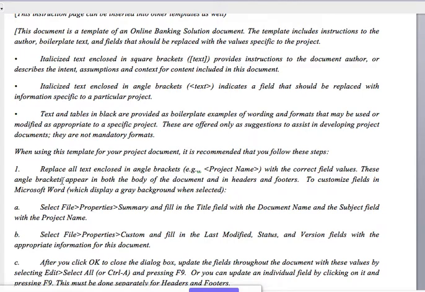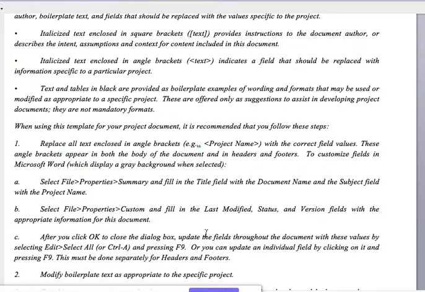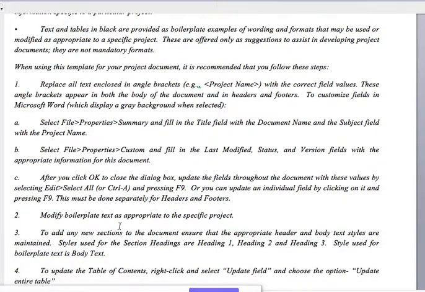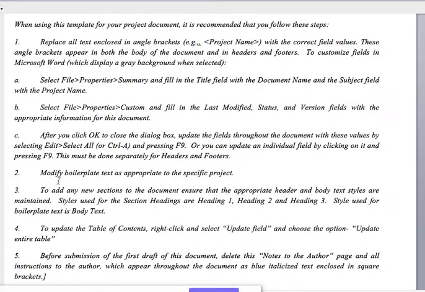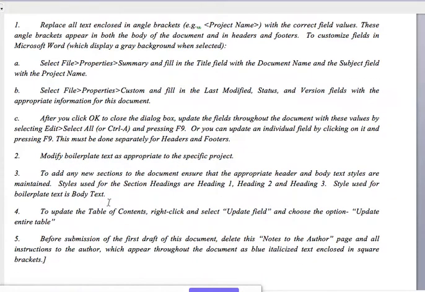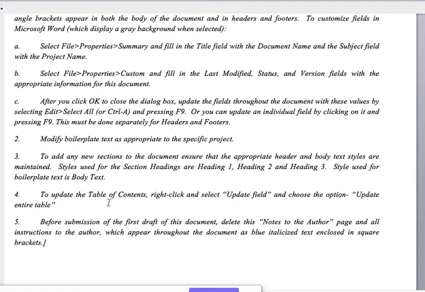If you see, wherever the brackets are there, once you complete that, you insert the information, you remove those brackets. Okay, and then how to save this document and properly change the properties, all this is mentioned. So these are the additional instructions when you create the document. Then you have to modify bullet points wherever it is required. Then section headings you need to modify.